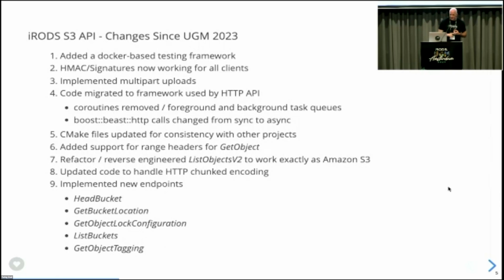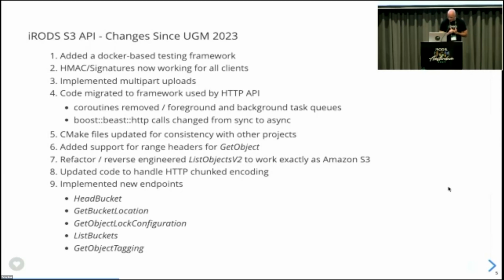First, originally we just had some Python files that did some testing. It wasn't really a proper testing framework. So we did add a Docker based framework using Python unit tests. Signatures were not working with every client, so we debugged and fixed that. So now it's working for all the clients. Again, we implemented multipart upload, which I'll talk about later.